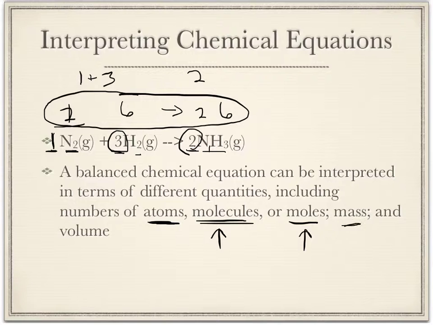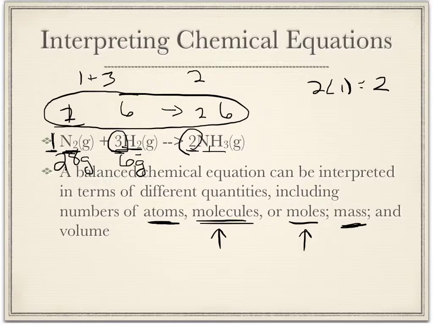From this information, I can also figure out the number of grams. I can't just look at it and use those coefficients, but I can use the periodic table and look up N2 and say, oh, well, nitrogen's 14 and there's two of them, so 28 grams. I can say hydrogen, there's H2, and each hydrogen is 1, so 2 times 1 is 2, and I've got 3, so there must be 6 grams of that.